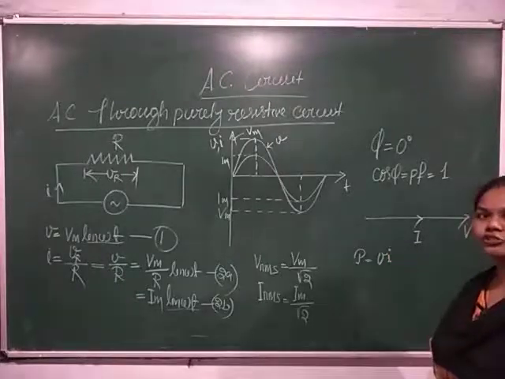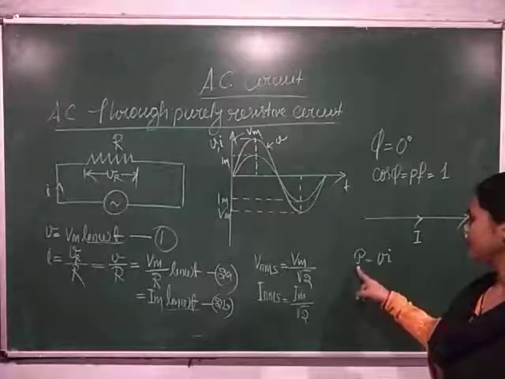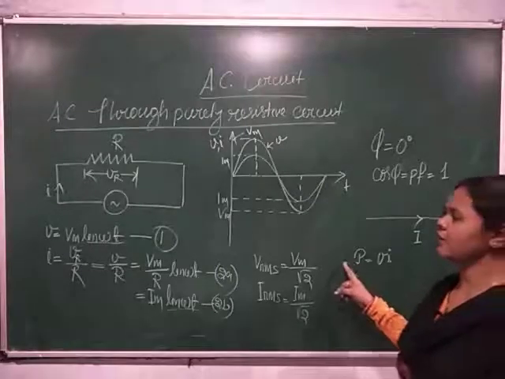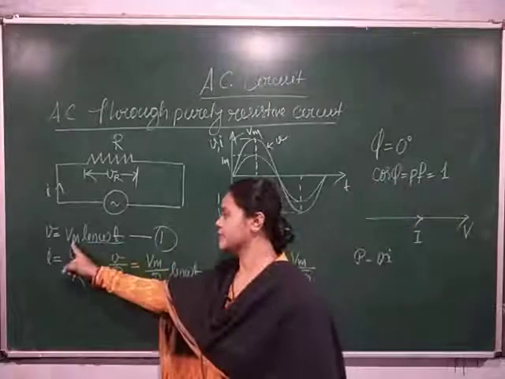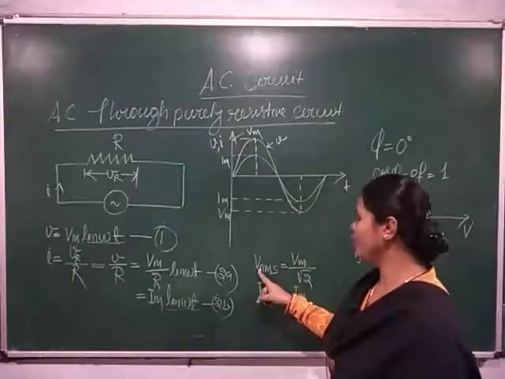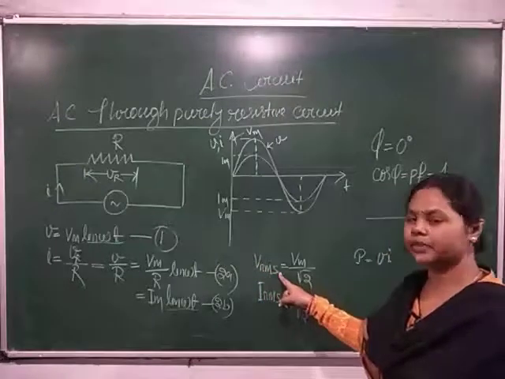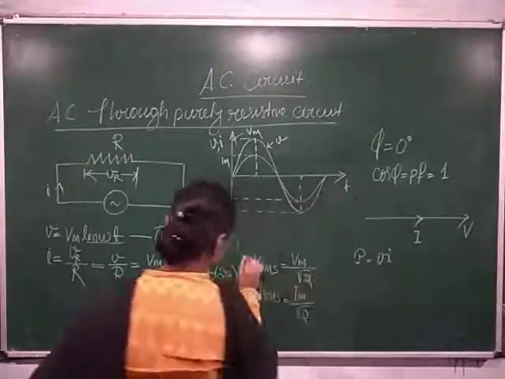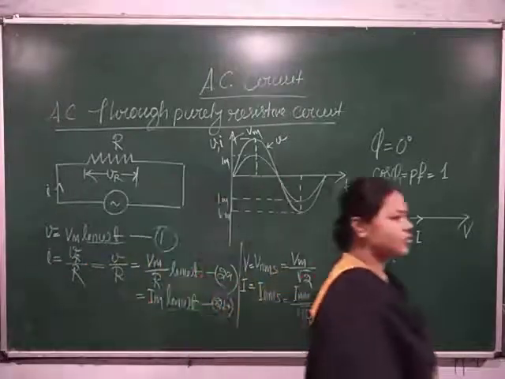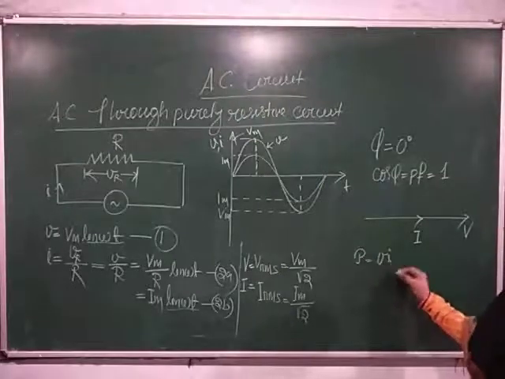Always remember, students, the instantaneous value is denoted by a small letter, the maximum value by a capital letter with suffix m, and the RMS value also by a capital letter with suffix rms, or simply V or I. So the instantaneous value of power is the product of the instantaneous values of voltage and current.